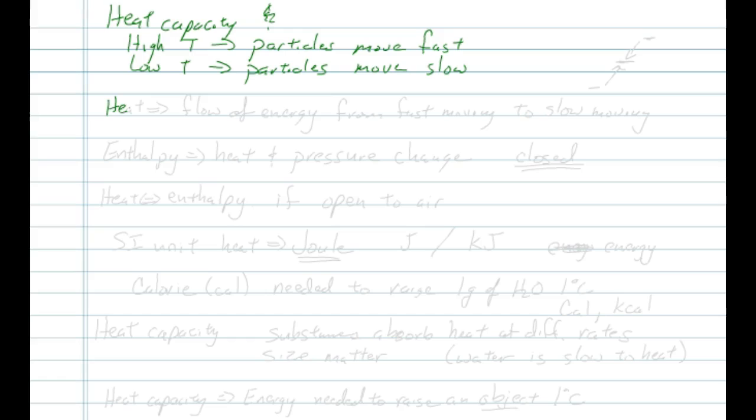Heat is defined as the flow of energy from fast-moving particles, or hot temperature, to slow-moving particles, or low temperature. The hot stuff starts with this much energy, the cool stuff starts with this much energy, and they meet in the middle someplace.